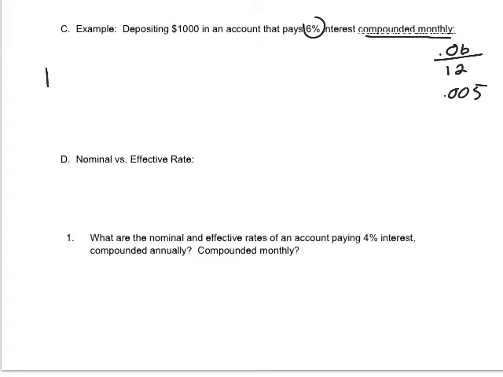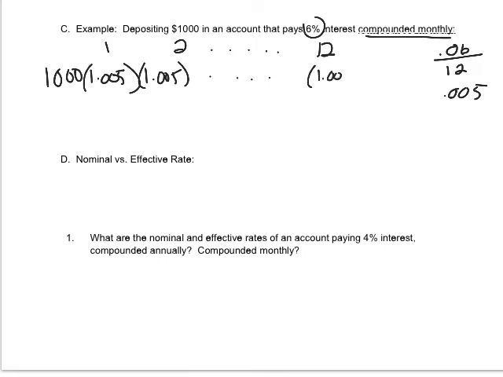So I would start with my 1,000, and after month 1, I would be multiplying that by 1.005. And after month 2, I'd multiply that answer by another 1.005, and you would keep doing that all the way until month 12 with another 1.005. So think to yourself, how many of these 1.005s am I going to multiply that guy by? Let me change my little pointer because I like the hand. So how many of these do I have? Well, I got 1, 2, 12 of them.